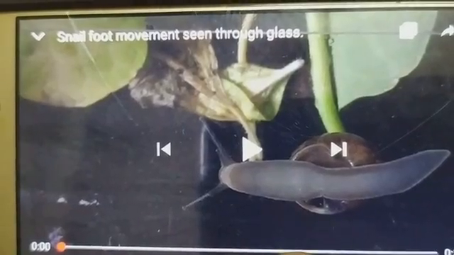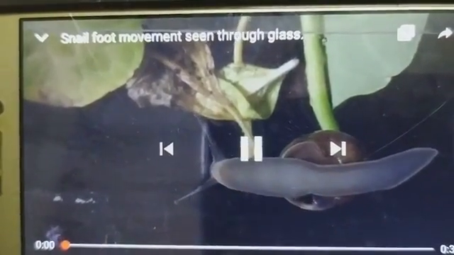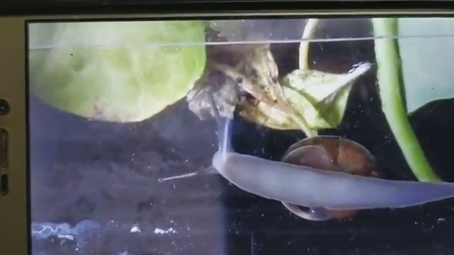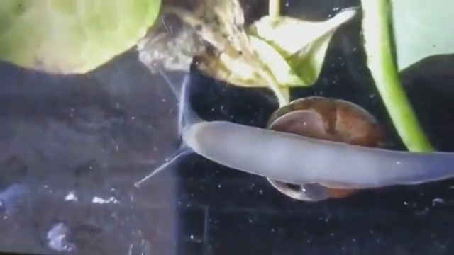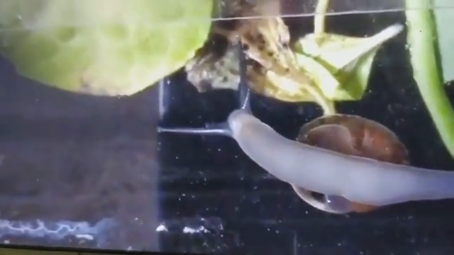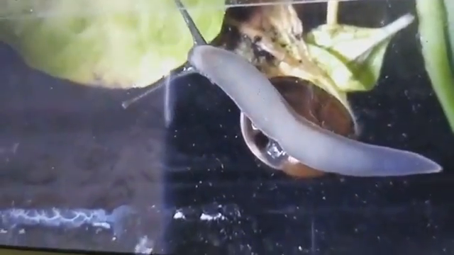We can see the wave-shaped movements in the snail. See how the wave-like movements are going on here, as it is walking on a glass. You can clearly see the wave-like movements that are taking place. So this video is taken on a glass. Waves are taking place in the muscular foot.